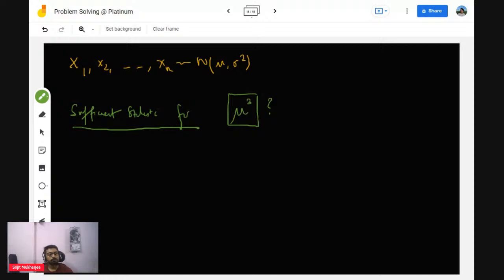Let's say this problem came: x1, x2, x3, x4, x5 follow normal mu comma sigma square. Which of the following are the sufficient statistics of mu cube? How will you find the sufficient statistics of mu cube? Tell me, it's a very important question.